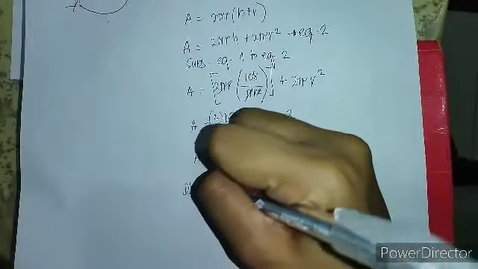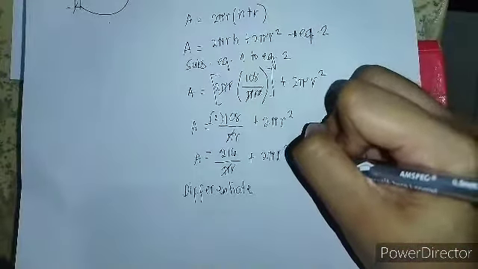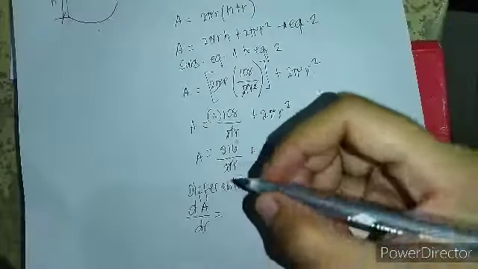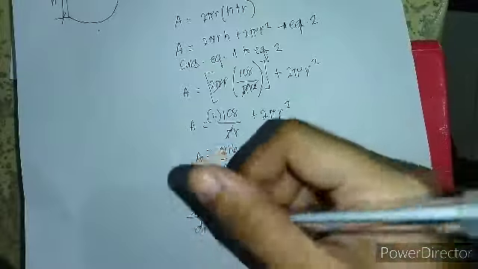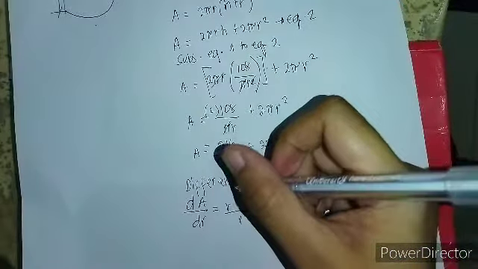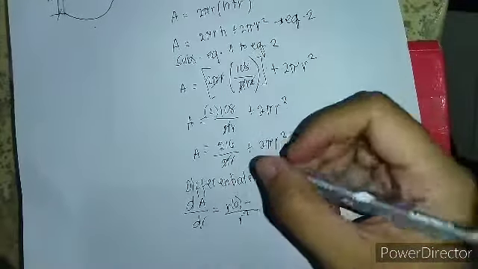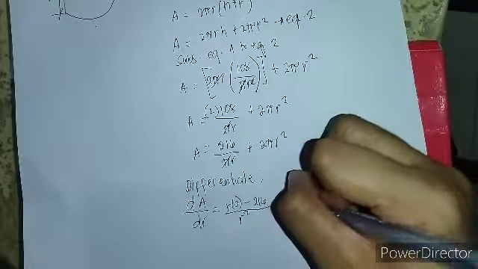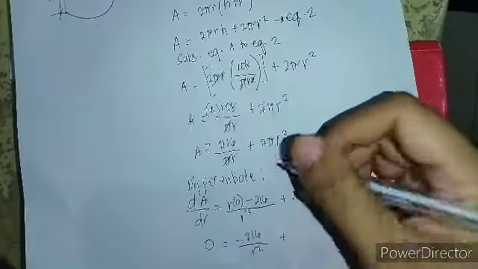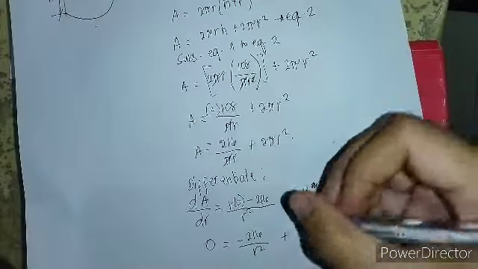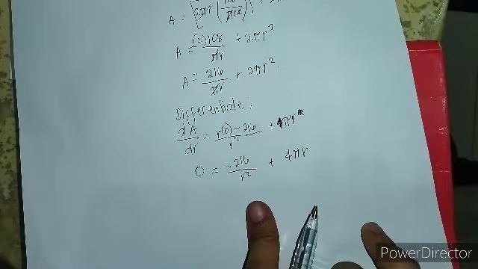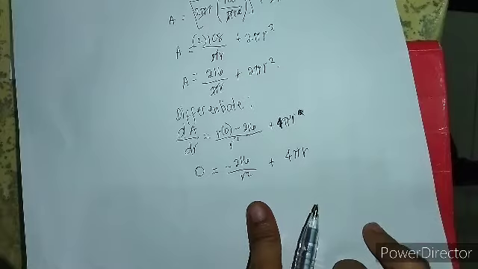And then the next step is to differentiate. This time we differentiate this one. The derivative of A with respect to r is equal to negative 216 over r squared plus 4 pi r. Setting it to 0, we have to get the value for our r.